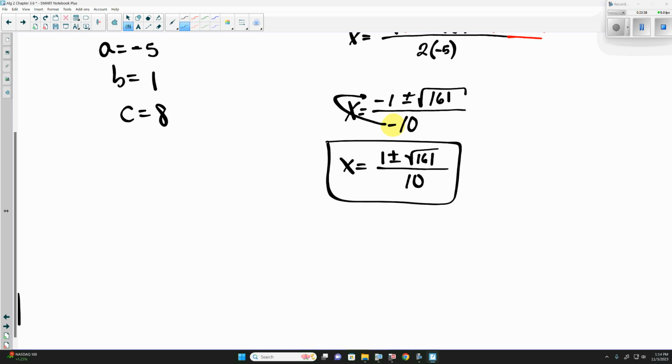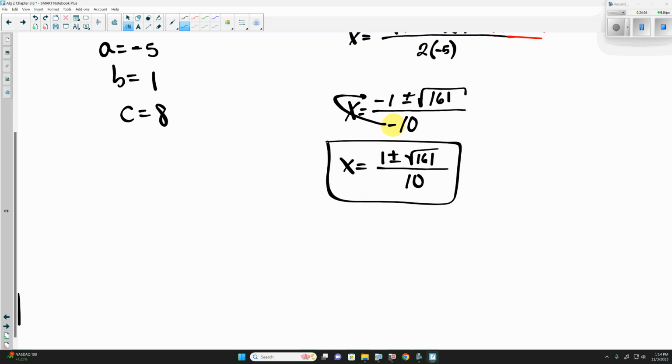So does the number in front of the 161, like the 2, also flip? It would have still flipped just the plus and minus, because the 2 is positive and negative. The positive 2 would have become negative 2, and the negative 2 would have become positive 2.